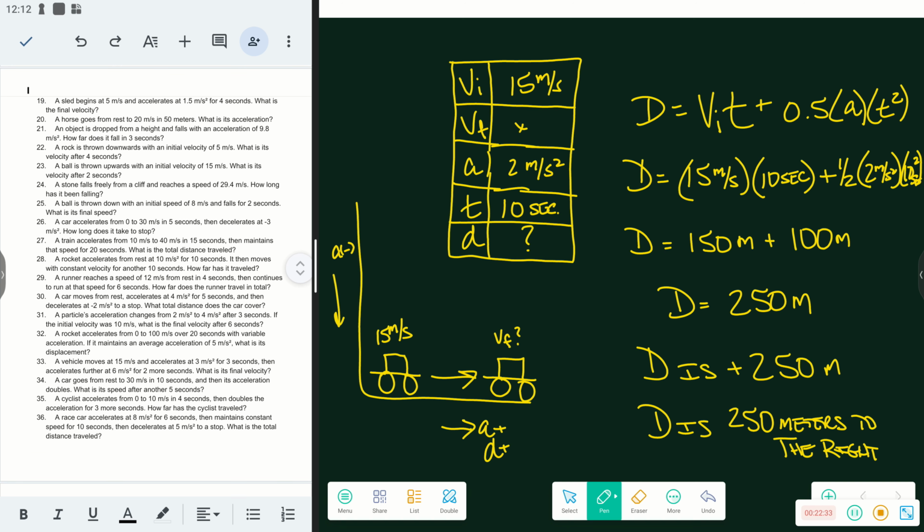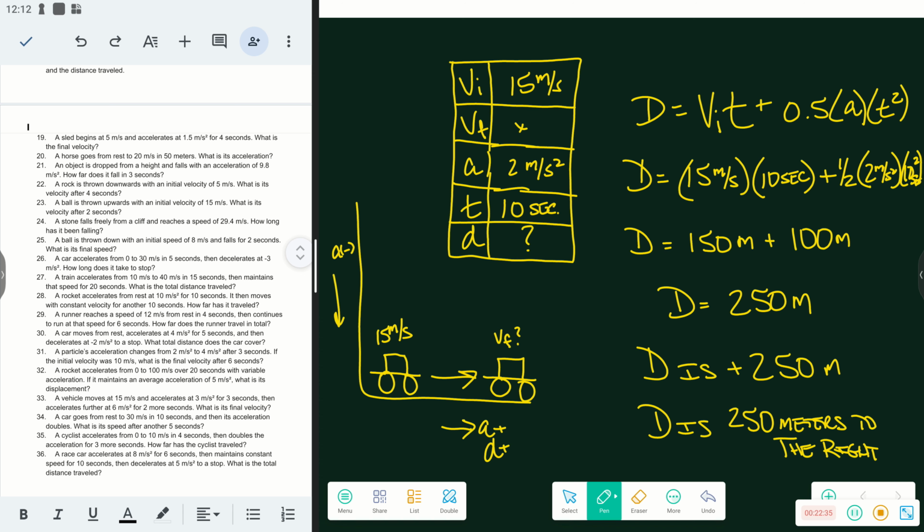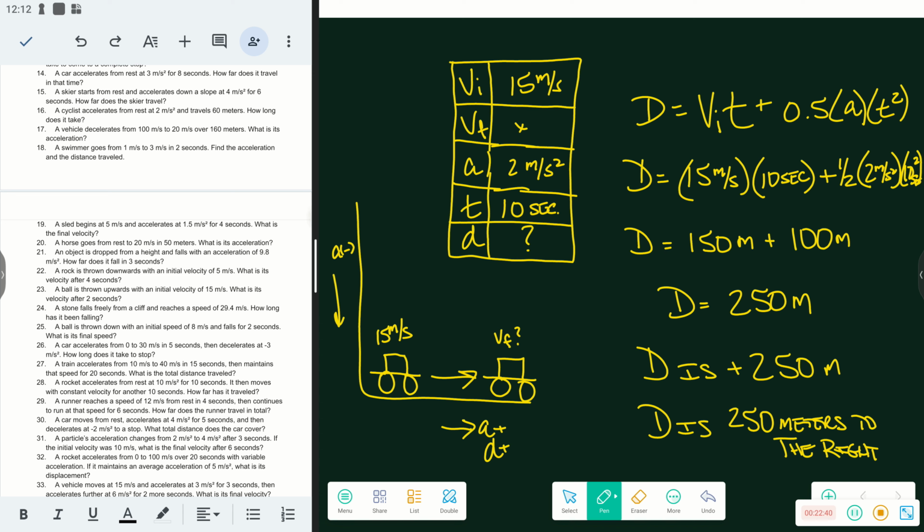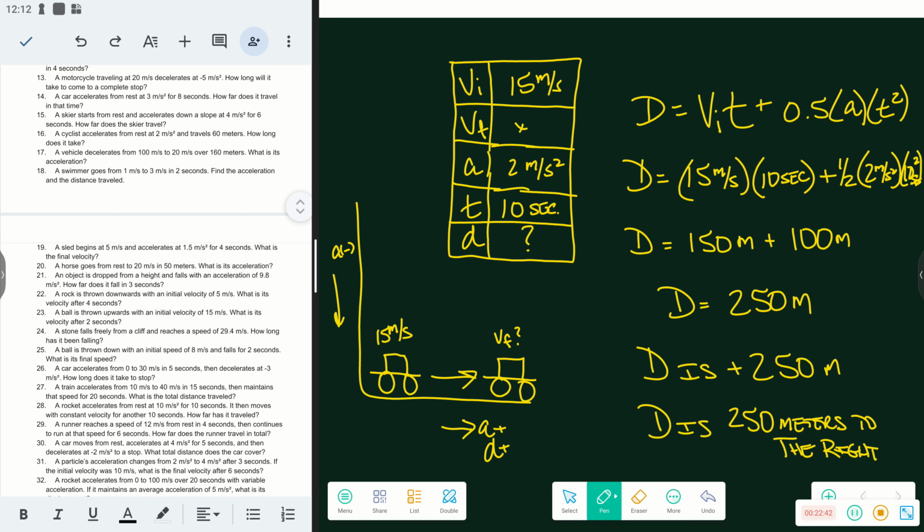Did we get one where we solve for time? Yes, we can do that.